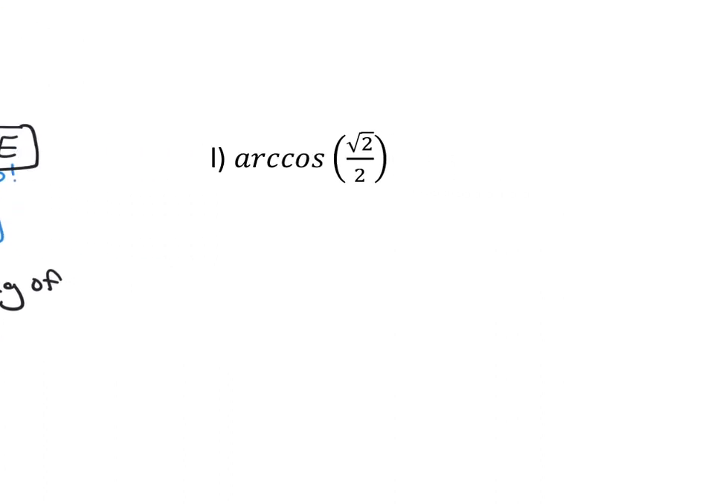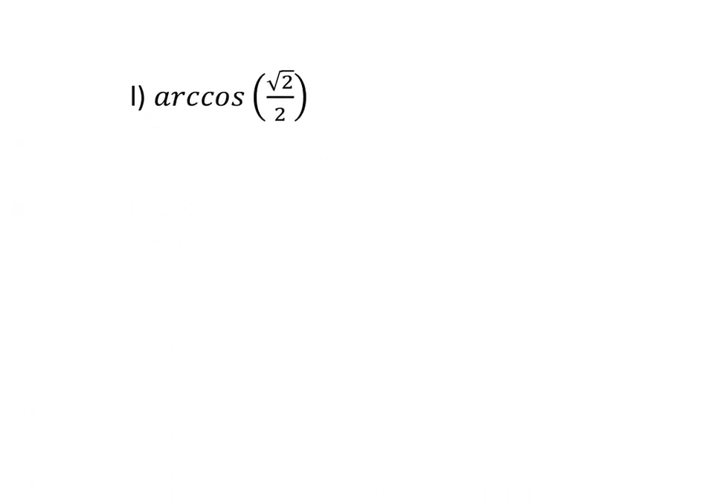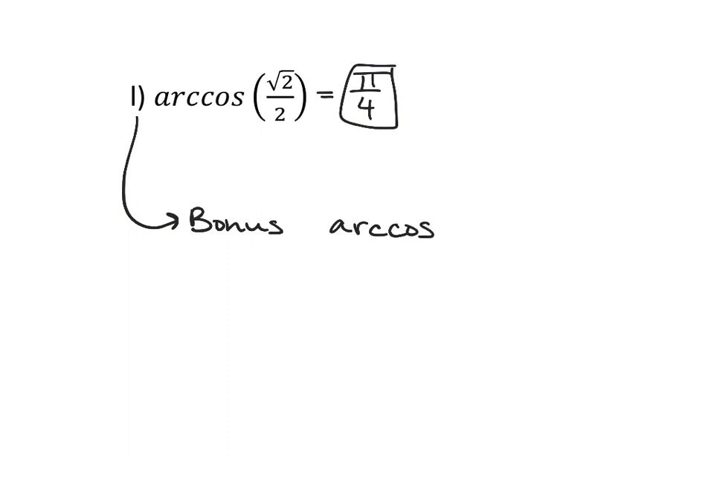Okay, last one. Easy peasy. What is the arc cosine of square root 2 over 2? Pi over 4. But we're going to make a little extra bonus question here. What if I asked you for the arc cosine of negative square root 2 over 2? That is the funniest looking square root 2 over 2.